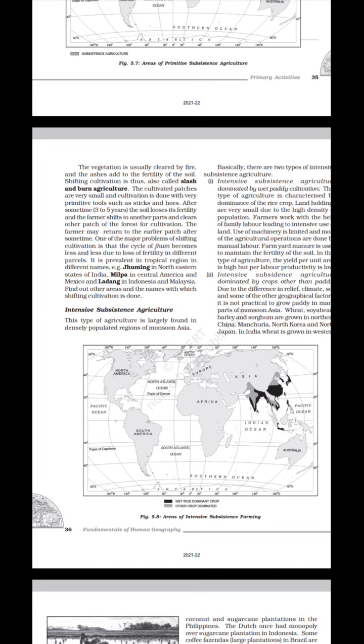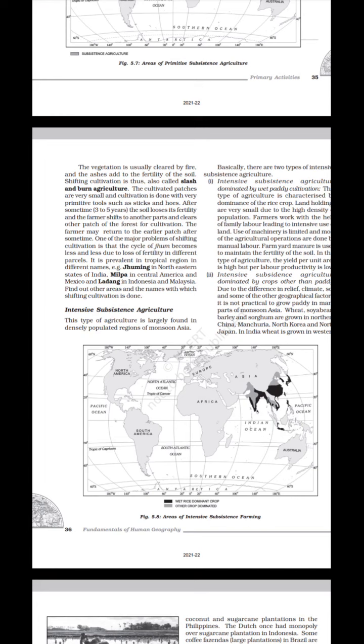It is prevalent in tropical regions under different names. For example, jhumming in the northeastern states of India, milpa in Central America and Mexico, and ladang in Indonesia and Malaysia. Find out other areas and the names with which shifting cultivation is done. Intensive subsistence agriculture. This type of agriculture is largely found in densely populated regions of monsoon Asia. Basically, there are two types of intensive subsistence agriculture.